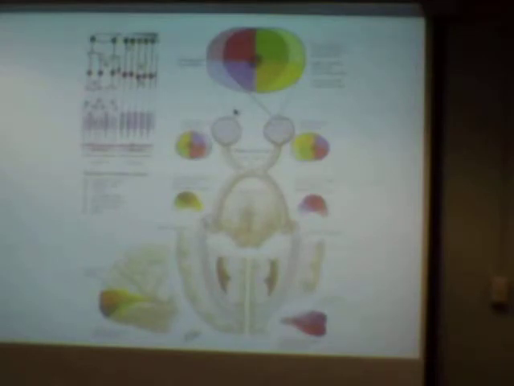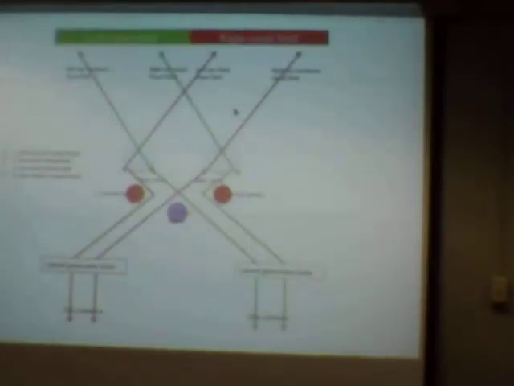Got it so far? Image inverted left and right. Image upside down. Left visual field, right hemisphere. Right visual field, left hemisphere. Upside down at the back there. Okay? Now let's look at some lesions to this optic system, this optic nerve, etc.